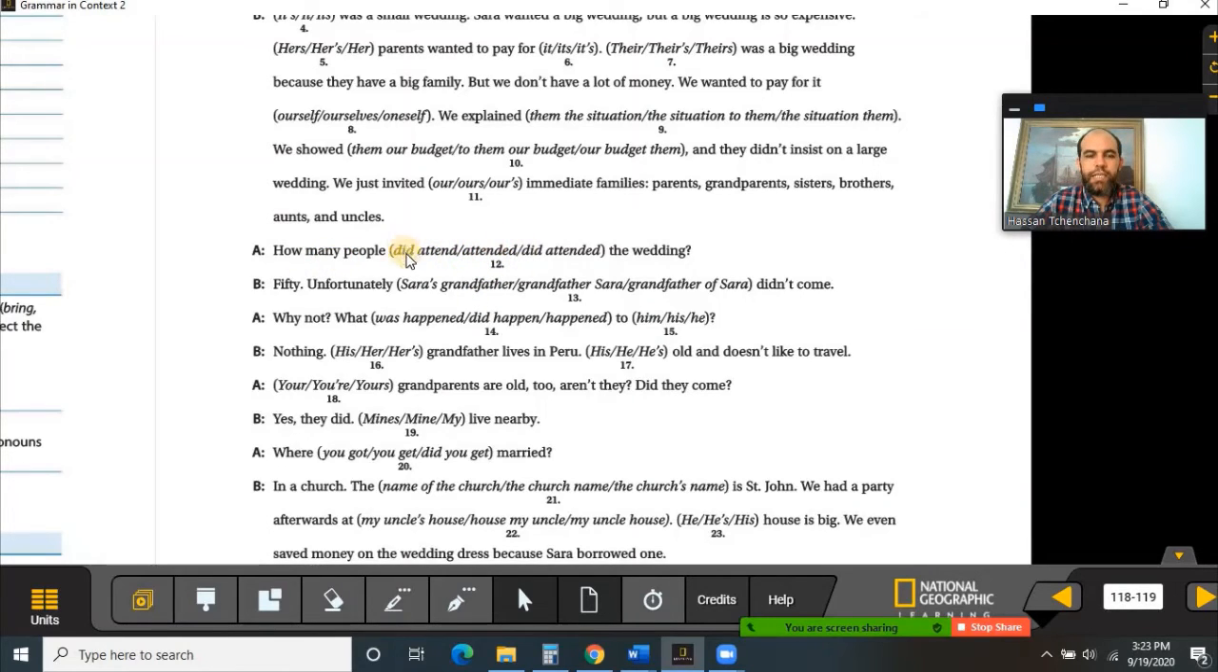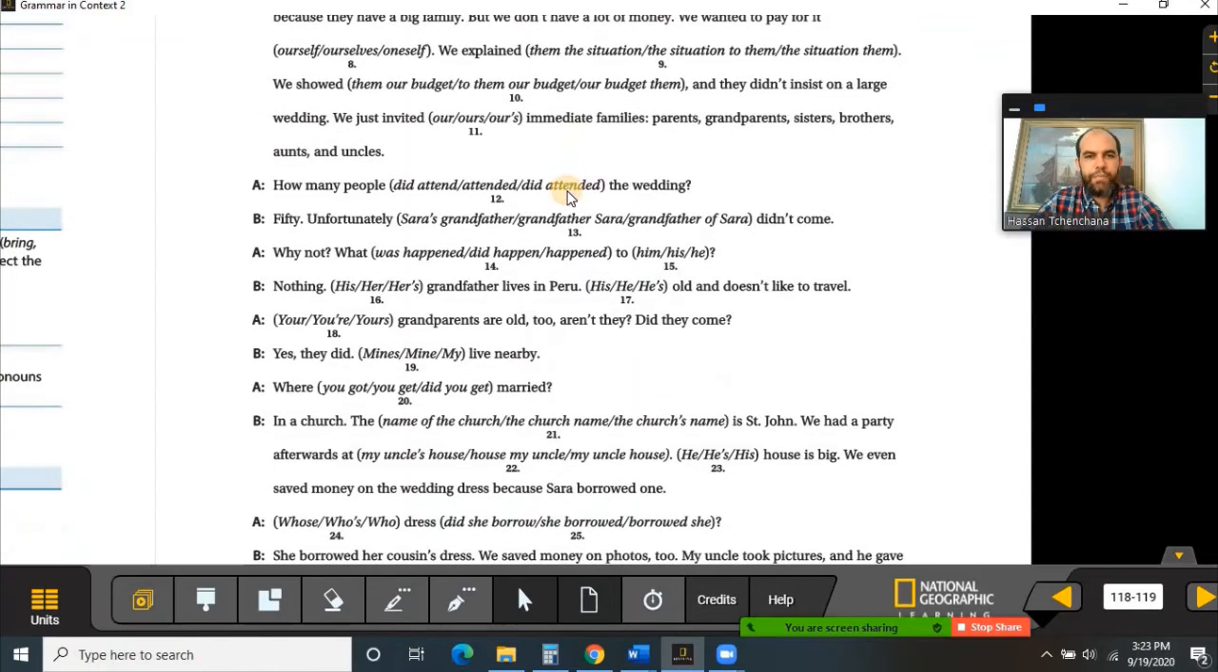Okay. Did attend is not correct. Did attended is not correct. This one is not correct, of course, because it has double conjugation. Did is conjugated in the past, and the verb itself is conjugated in the past.